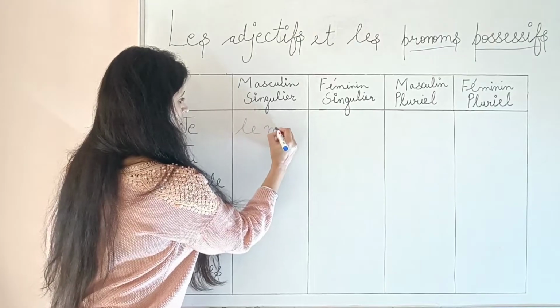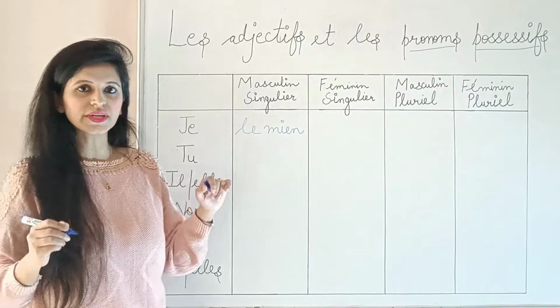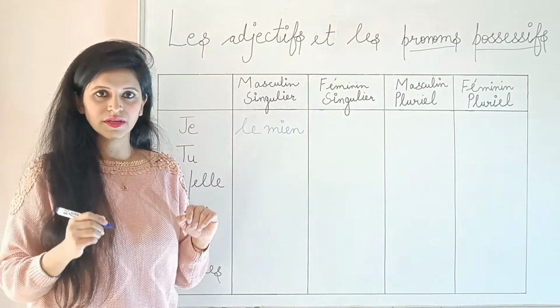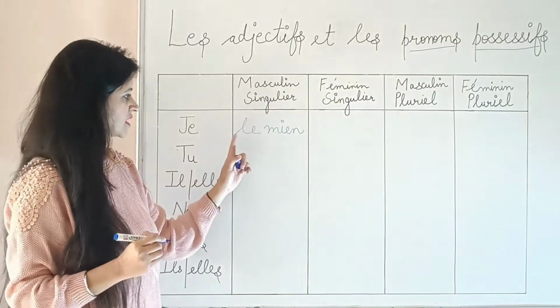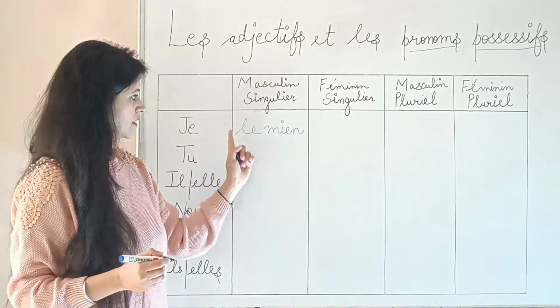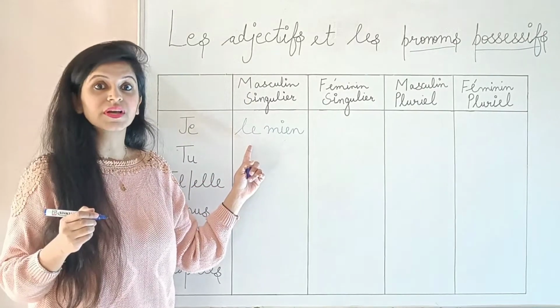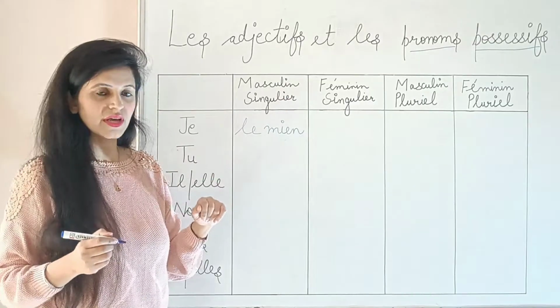Le, mien. I'll also tell you the meaning of all of them. Le, mien. Okay, you need to remember that in pronoun possessive, we will be writing les articles définis. So if it's masculine, which definite article is going to come? Le, mien. Okay, let's move on to the feminine.